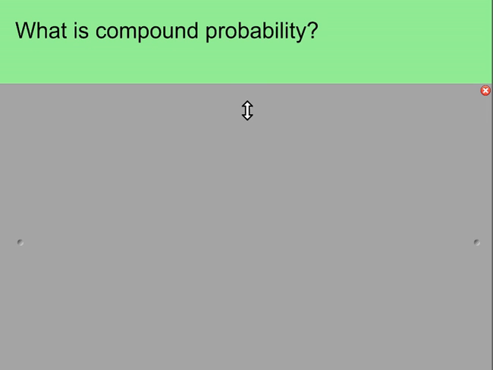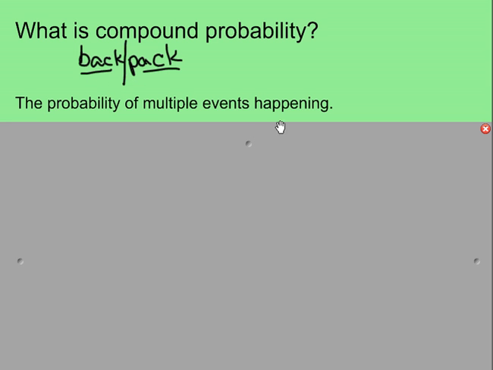So what is compound probability? Some of you may remember from your early elementary days of language arts class learning about compound words. A compound word is simply two words put together. So backpack, those are two separate words, and you put them together and you get backpack. Compound probability is kind of like that. It's the probability of multiple events happening.